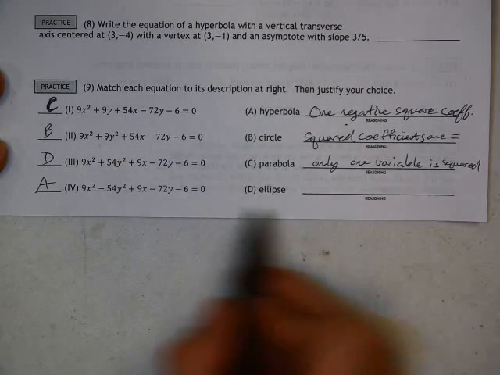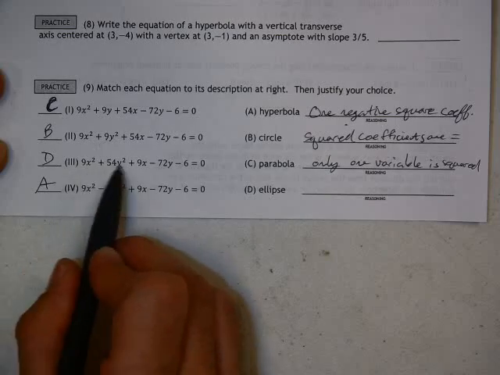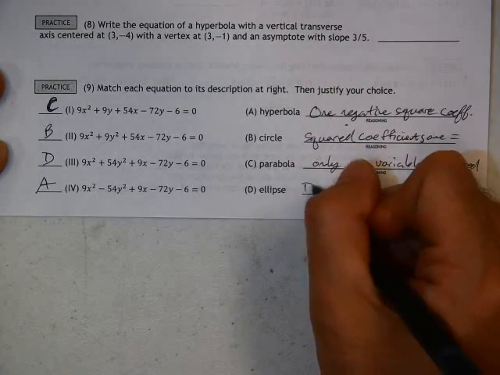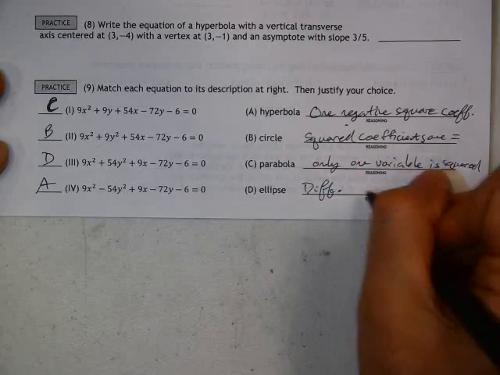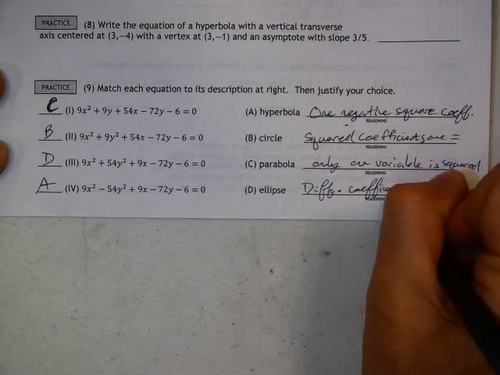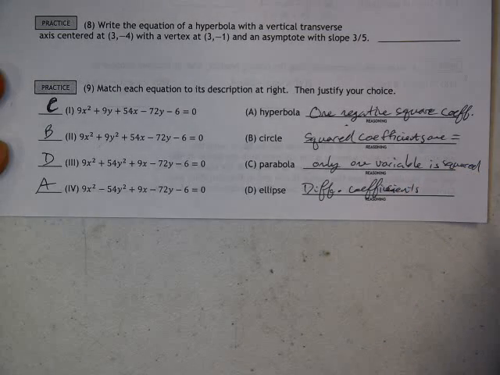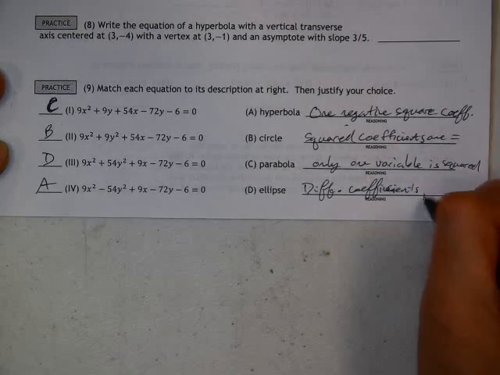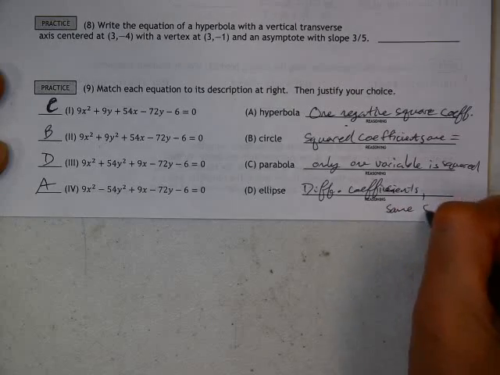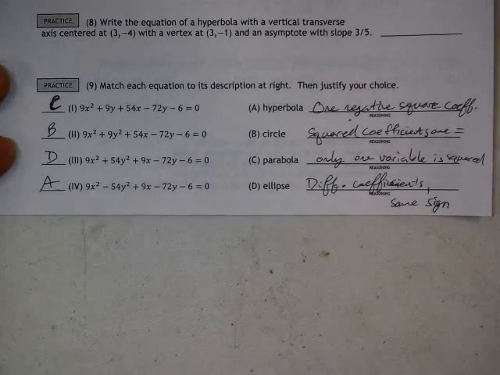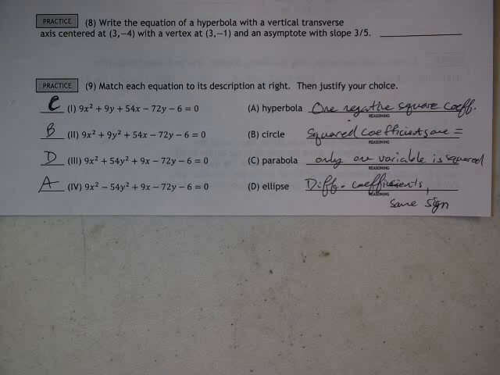And for our reasoning, the square term coefficients are different numbers, but they're the same sign. So you have different coefficients, same sign, both positive, or they could both be negative and still be an ellipse. But that's what we're looking for.